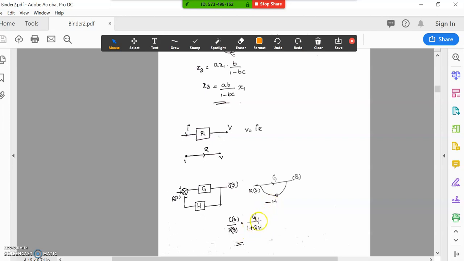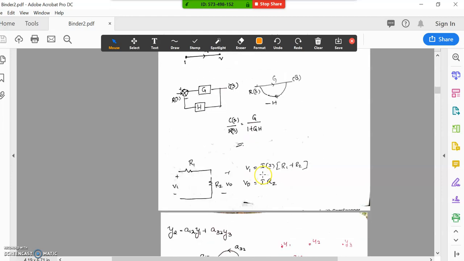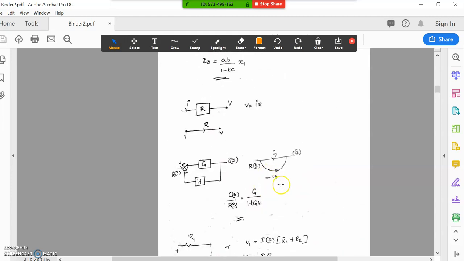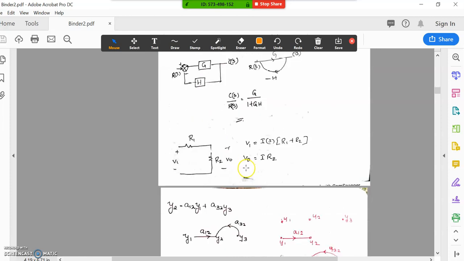If it isn't minus, it is not negative, it will be positive. For negative feedback, it is G/(1+GH). And for a positive one, see here, this was a positive one and the gain was a minus value. So that would be the difference. If it is negative, you write minus H. If it is positive, it is written as just H, or whatever gain value you have.